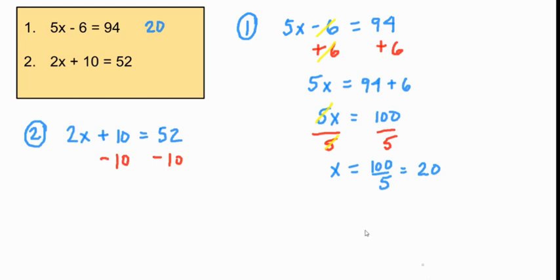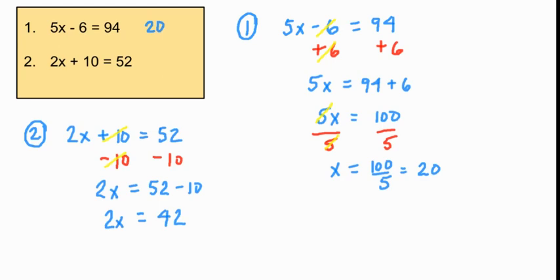That's going to cancel out the plus 10 on the left-hand side, leaving us with just 2x. And then on the right side, we have 52 minus 10. 52 minus 10 is going to simplify to 42. And we have 2x on the left side. So we're left with 2x equals 42.